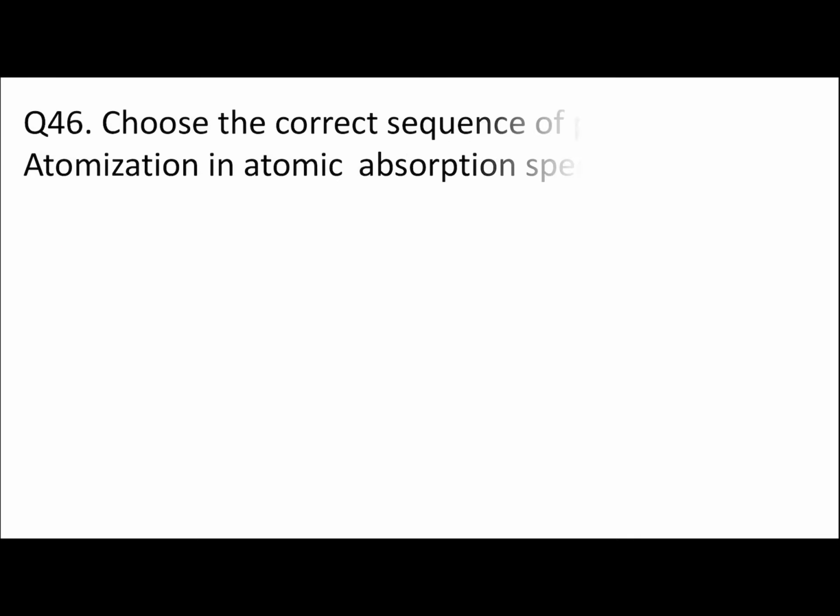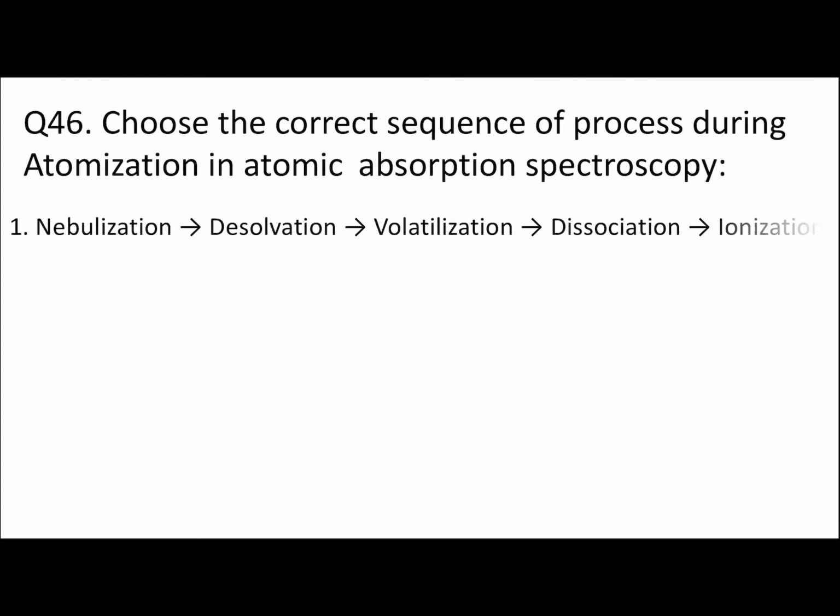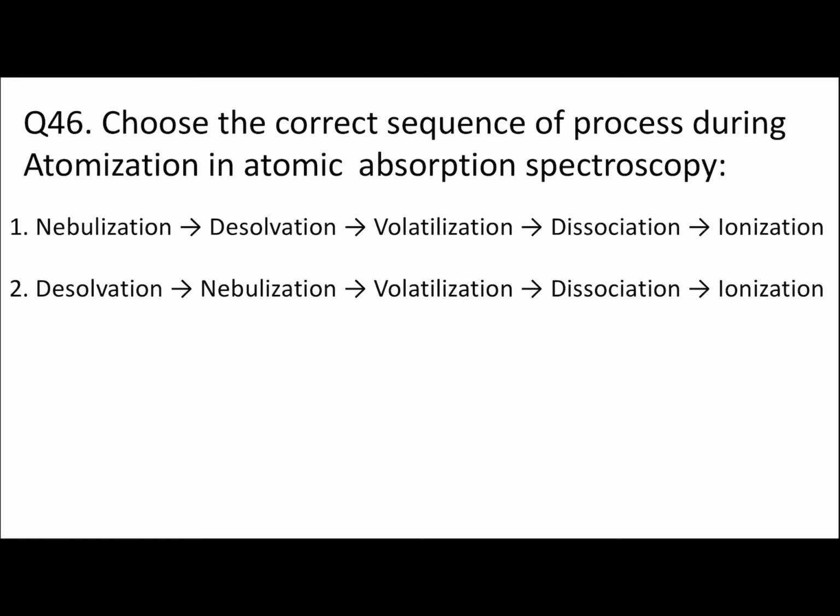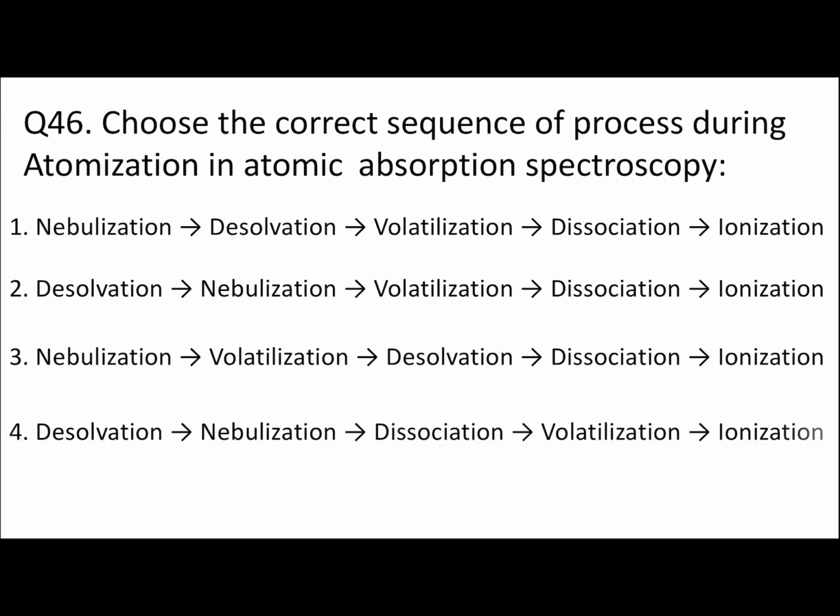Let's see next, 46. Choose the correct sequence of processes during atomization in atomic absorption spectroscopy. We have to choose the correct process sequence: nebulization, dissolution, volatilization, dissociation and ionization. And these are all the processes. I am not going to read these all, it's very long. I'll directly see the right answer. The right answer is point number 2: dissolution, nebulization, volatilization, dissociation, and ionization.